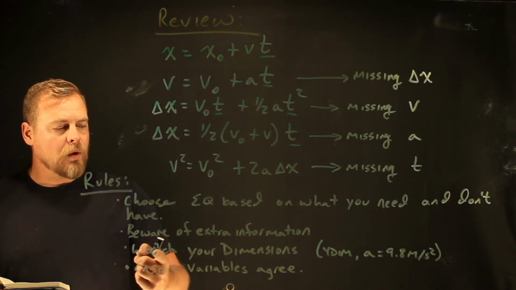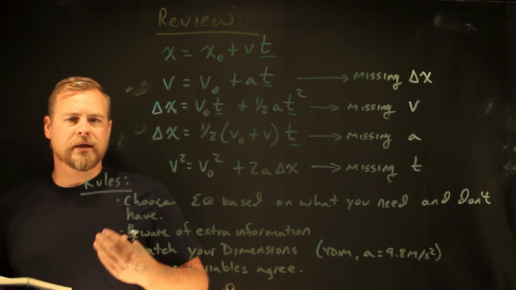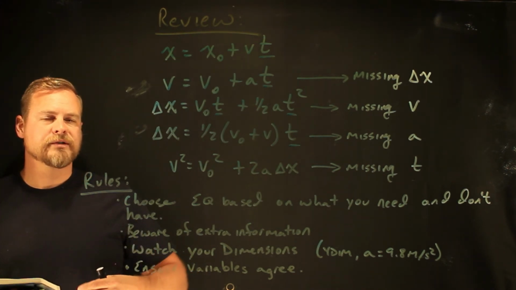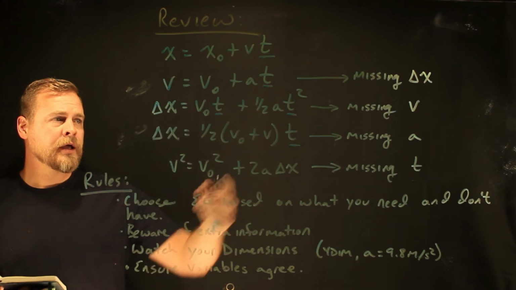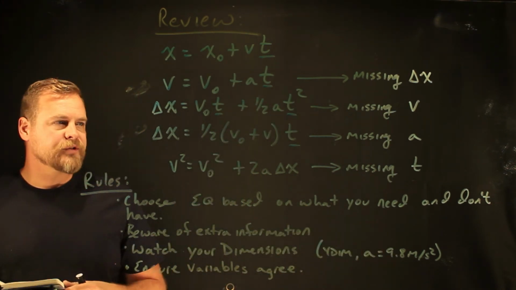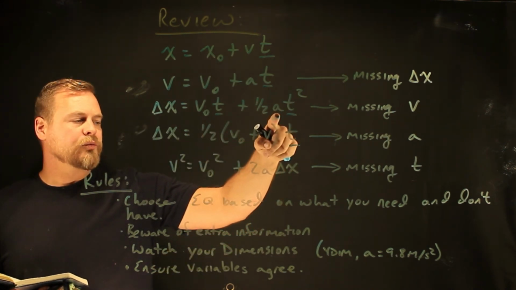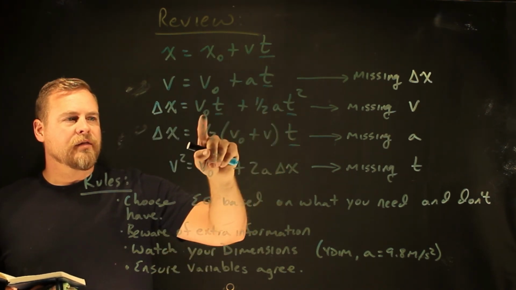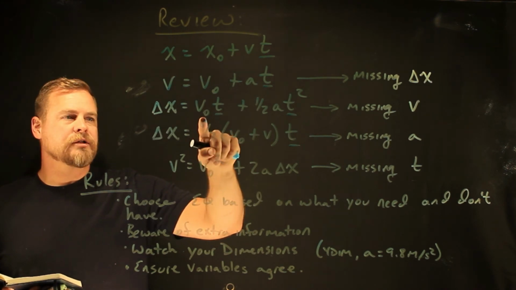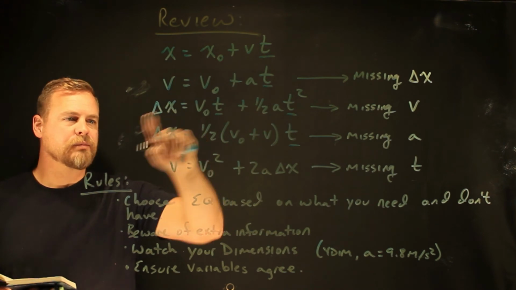Watch your dimensions. If you are doing a problem that primarily resides in the y dimension, your acceleration is probably going to be 9.8 meters per second squared. But that means if this a is 9.8 meters per second squared, then this is the y dimension initial velocity, and this is the y dimension displacement.